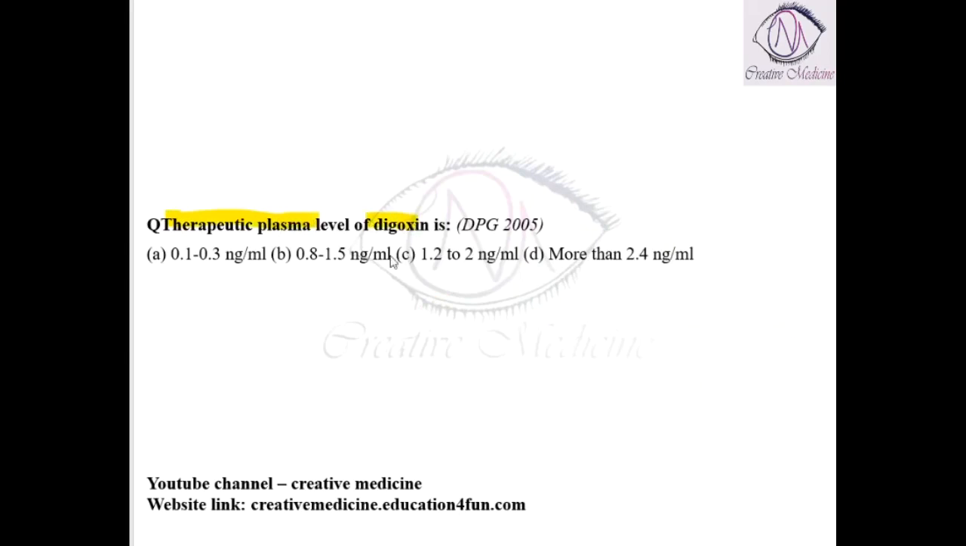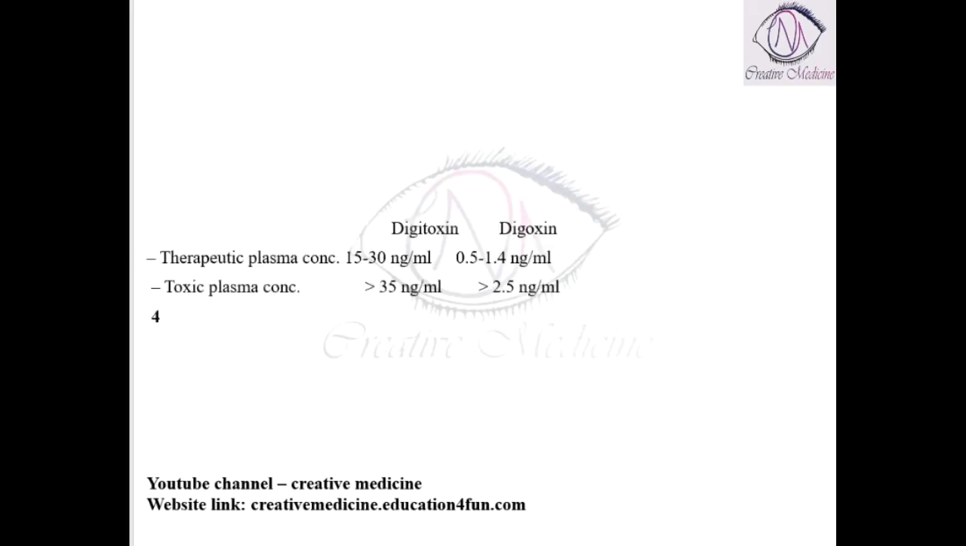The therapeutic plasma level of digoxin is 0.8 to 1.5 nanograms per ml. So, the therapeutic plasma concentration is 15 to 30 nanograms per ml for digitoxin. For digoxin, it is 0.5 to 1.4 nanograms per ml. Whereas the toxic plasma concentration of digitoxin is more than 35 nanograms per ml. In digoxin, it is more than 2.5 nanograms per ml.